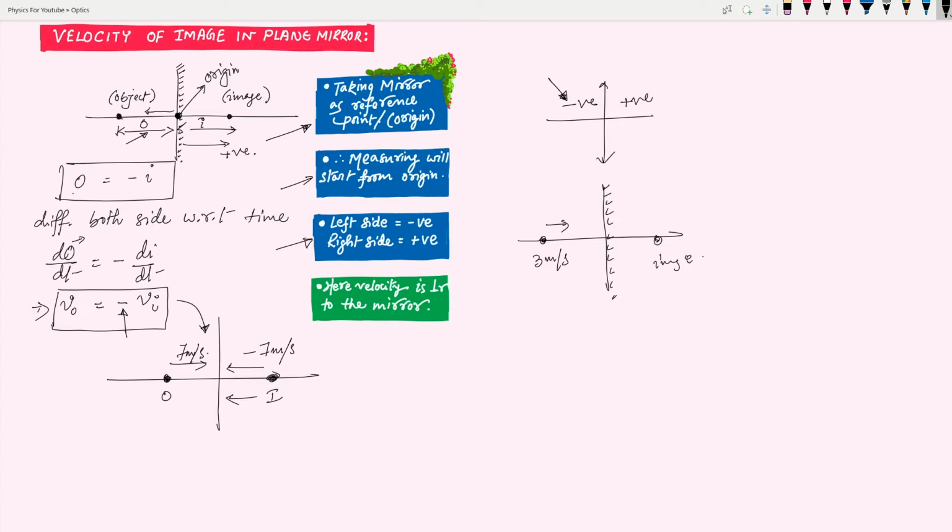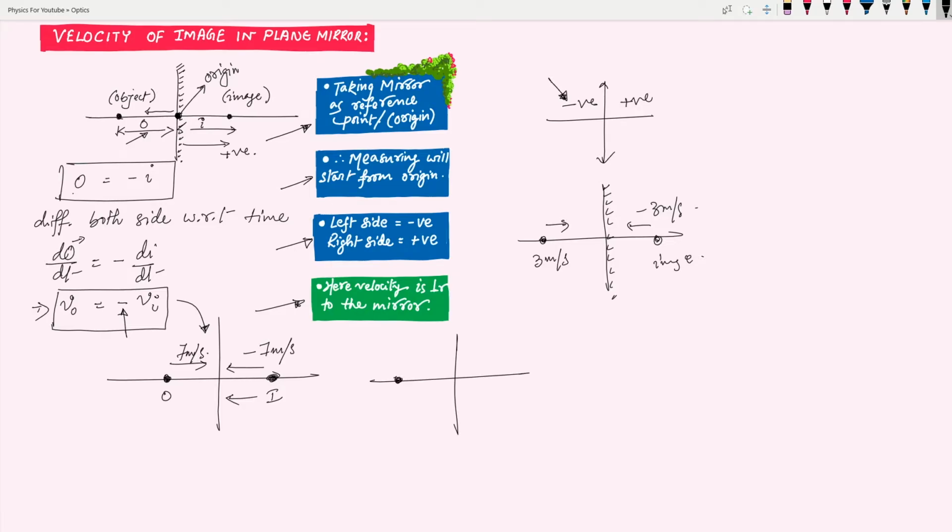They will never ask this question, because everybody knows this will move at the velocity minus 3 meters per second. They will complicate things. So in order to understand, now let's look into our fourth point. The velocity that we are taking into account is actually perpendicular to the mirror. That is, let me draw again.